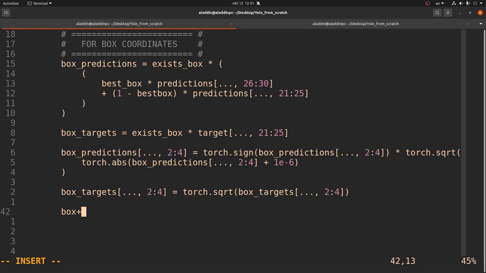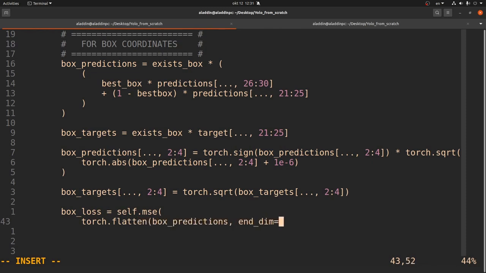All right, so box loss is then going to be self.mse of torch.flatten of box predictions, and we're going to do end_dim equals -2. So what I'm thinking here is that the reason I did end_dim equals -2 is because we want to flatten everything in front.